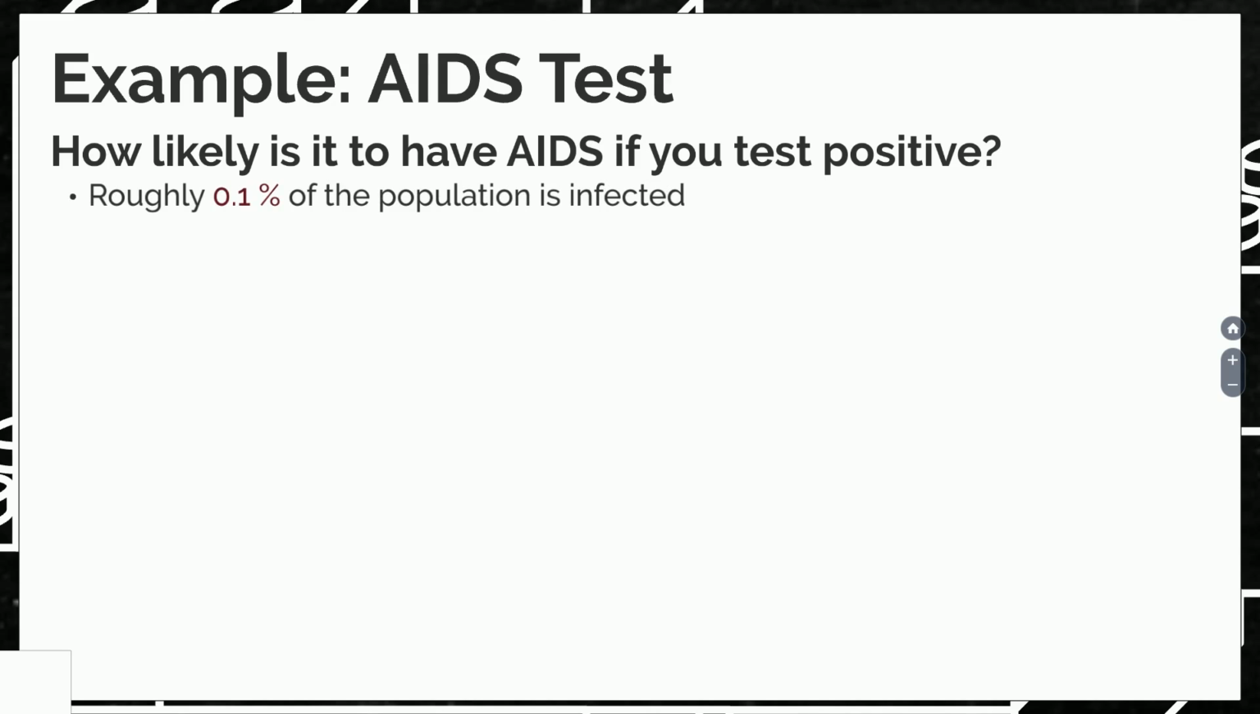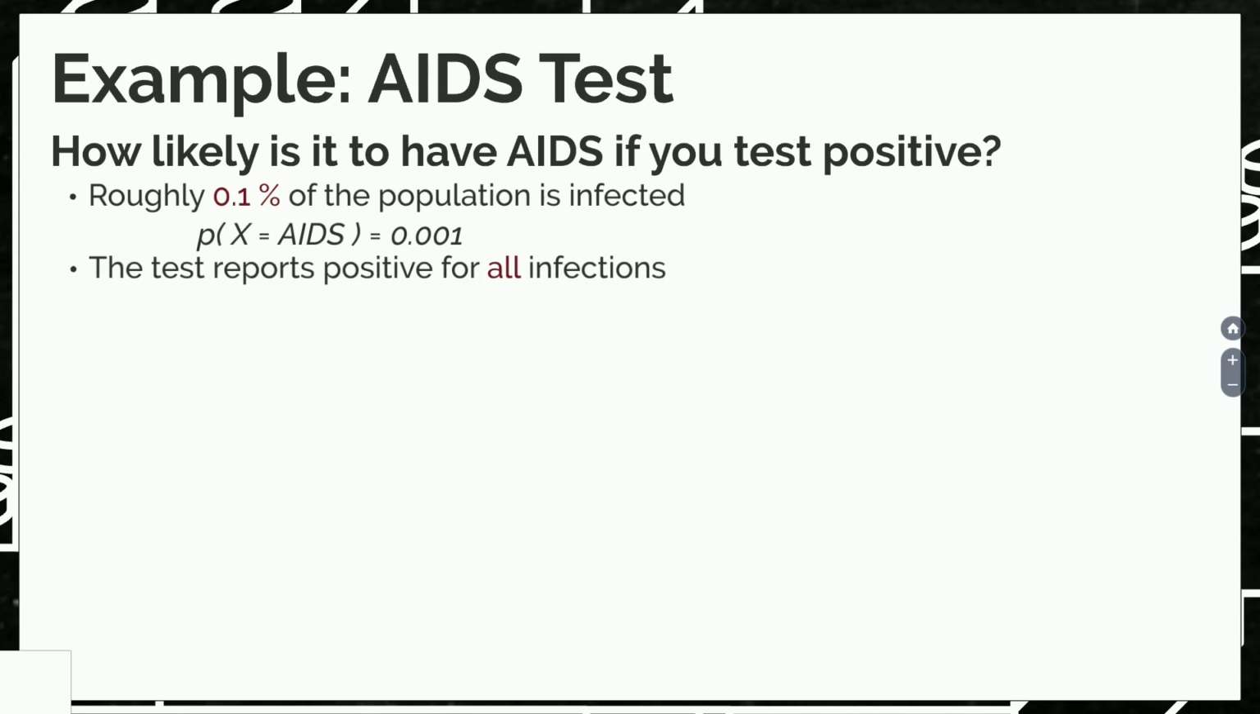But let's actually see. We're going to start with a couple of assumptions here. Roughly 0.1% of the population is infected with AIDS. So we have the probability of X equals AIDS is equal to 0.001. This is 0.1%. Our next assumption, the test reports positive for all infections. If you have an infection, 100% of the time you are going to be testing positive. So we have the probability of Y, test positive, given that X, you have AIDS, is equal to 1.